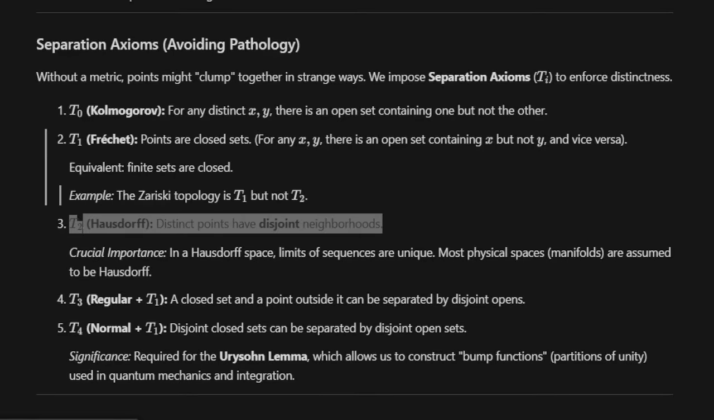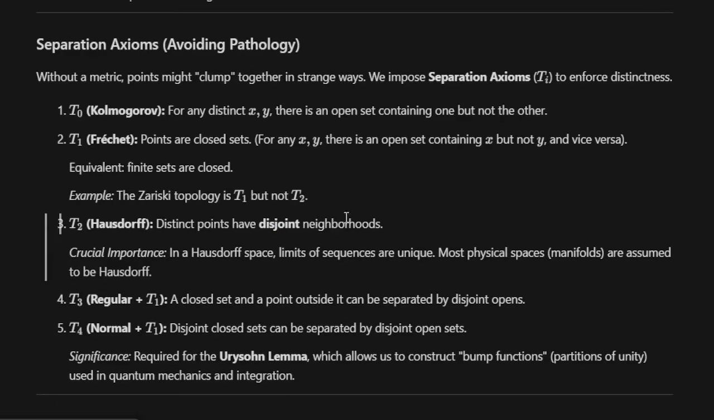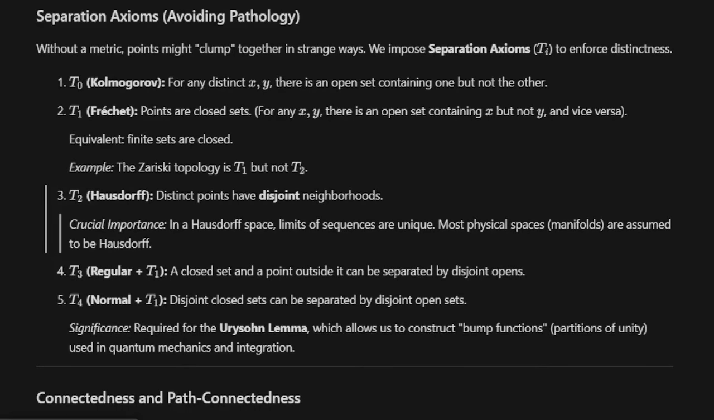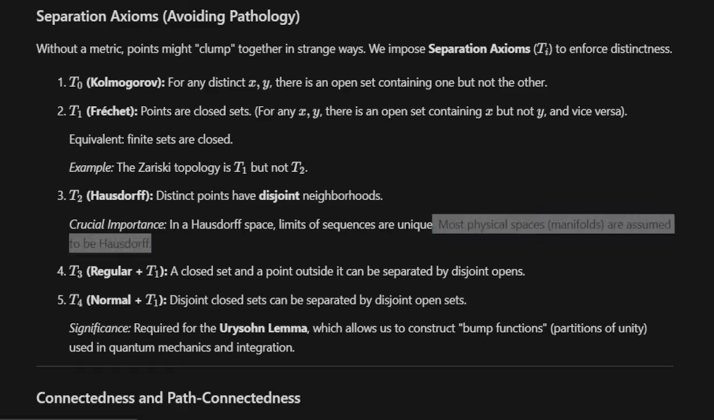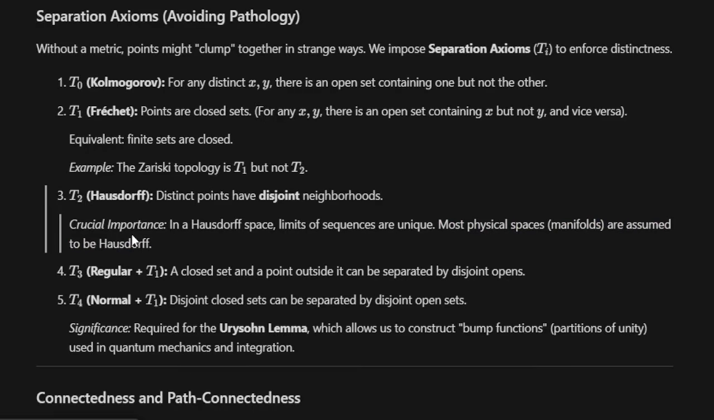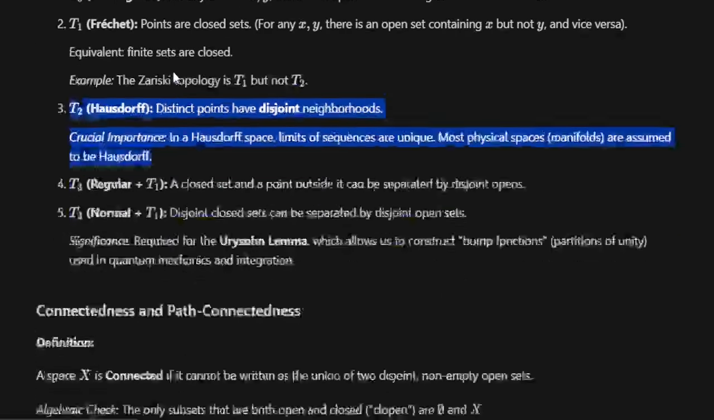But you can have sequences that converge to two different limits simultaneously, right? So to fix this, you say that for any distinct points x and y, I can find disjoint open little bubbles that separate them. If a space is not Hausdorff, the points can't be distinguished, and it's basically a ghost world. In physics, almost every manifold we care about is Hausdorff. This is kind of a metaphysical consequence as well, because it's assumed to be Hausdorff since we need reality to be distinct, if that makes any sense. For example, you know what, I'll just leave that as that.